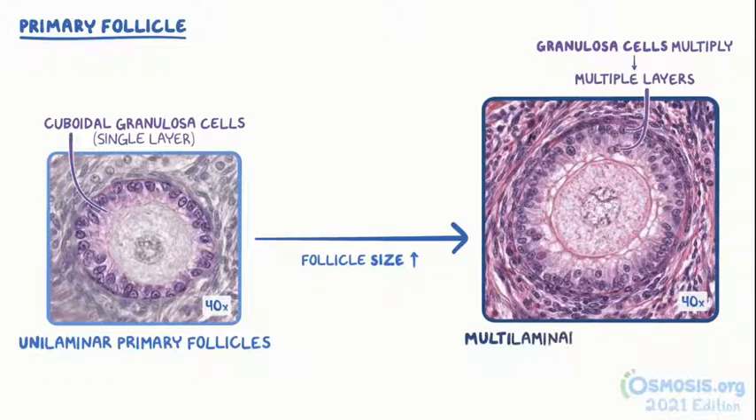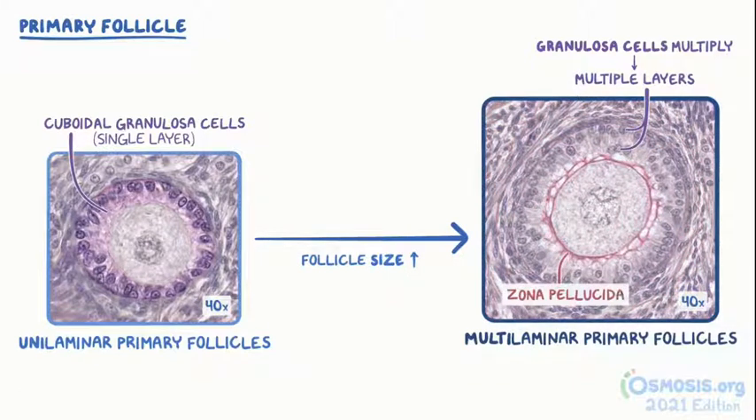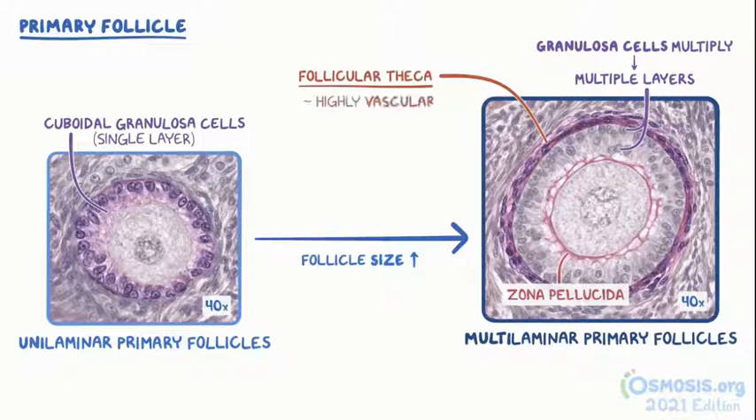As the follicle size increases, the granulosa cells multiply and form multiple layers around the oocyte, making their name change to multilaminar primary follicles. At this stage, the eosinophilic zona pellucida is now more prominent and easier to identify, with multiple filaments that can be seen branching off the zona pellucida. The stromal cells that surround the follicle differentiate into a layer called the theca folliculi, or follicular theca. This layer of highly vascular connective tissue also contains cells with endocrine functions.